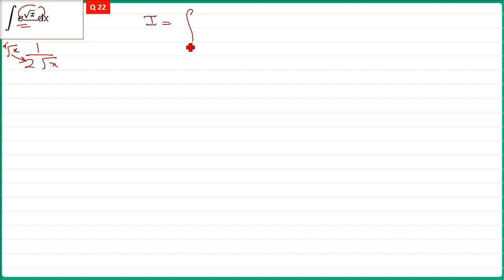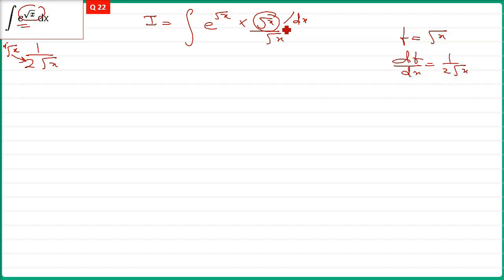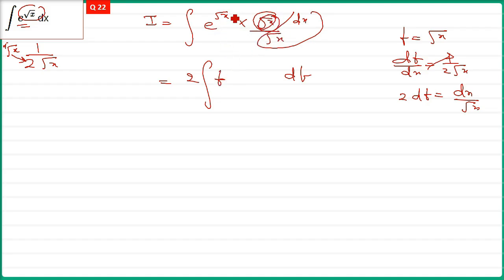This integration can be written as e raised root x multiplied by root x by root x. Now why have we done this? Now this root x can be taken as t. When we take t equals root x, dt by dx will be equal to 1 by twice under root x. So this dx by root x, if you take dx on the right, twice of dt will be dx by root x. So this can be written as 2 dt, 2 you can take outside, this is dt. And this root x is of course taken as t, and this e to the power root x can be taken as e to the power t. So t multiplied by e to the power t has to be integrated.